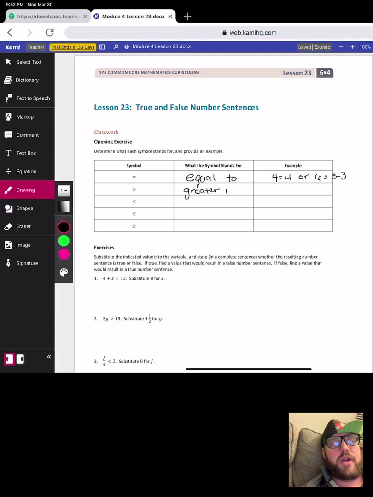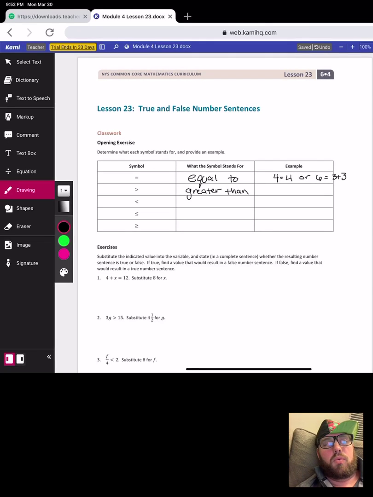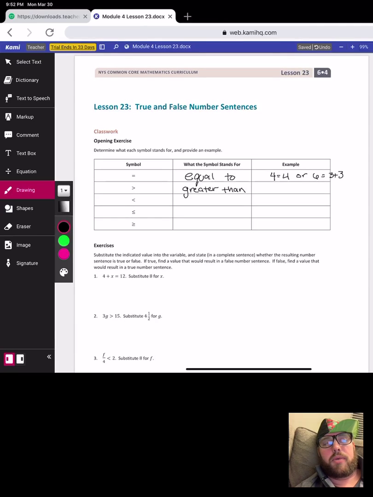The next one is greater than. Greater than means that one thing is greater than another. My example for you would be 5 is greater than 3, right? 5 is farther to the right than 3. Or 13 is greater than negative 2. So those are two examples. Okay, here's the last one though.